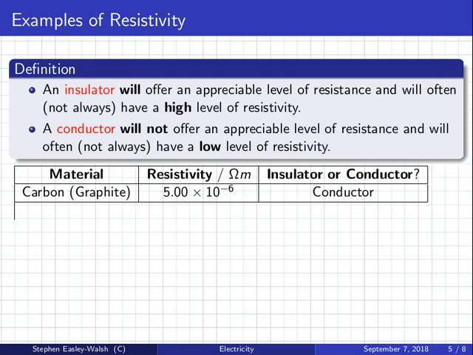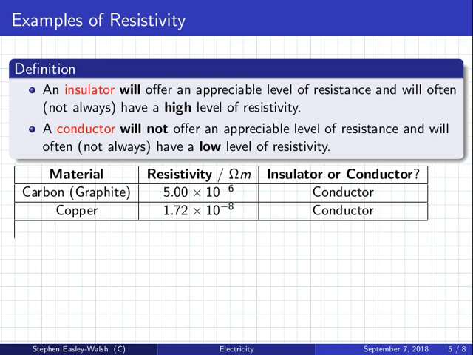Okay, the next material is copper. Copper is obviously an excellent conductor. Not as good as graphite, is it? I mean to say, better than graphite, because it's a smaller value.